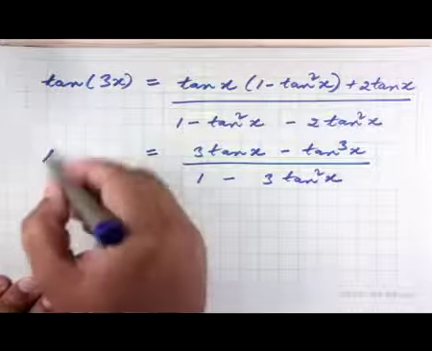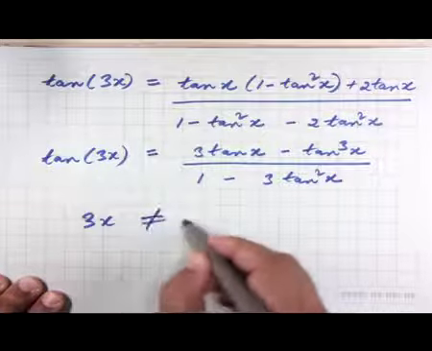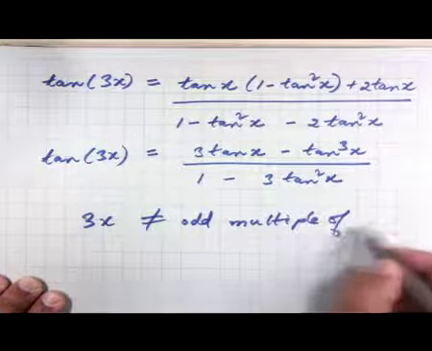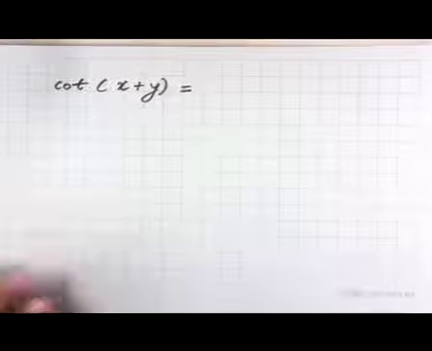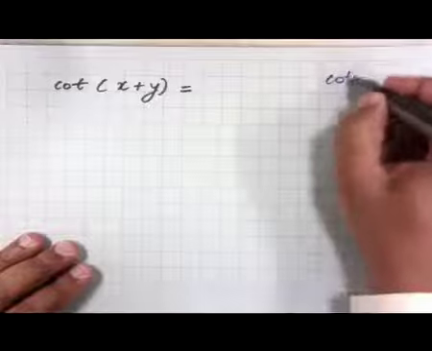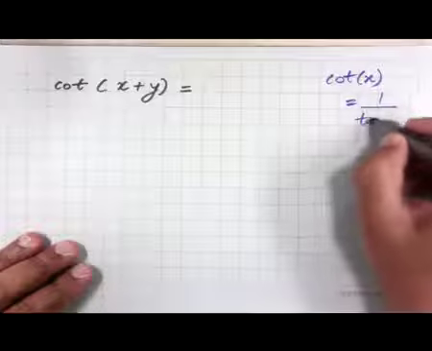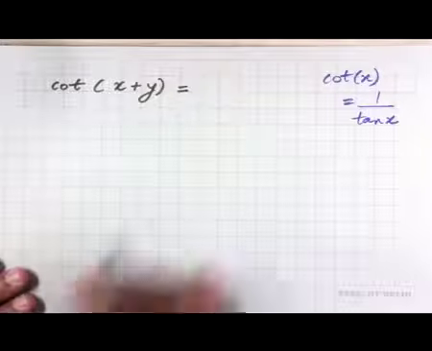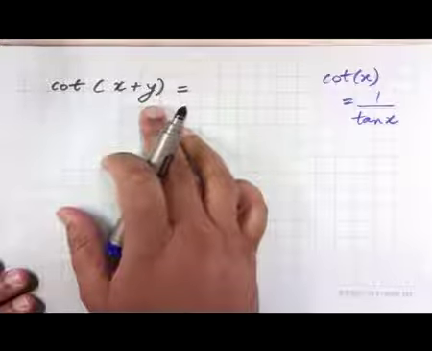Again this is well defined only when 3x is not an odd multiple of pi over 2. We had introduced the cotangent function cot x, and we had defined that cot x to be equal to 1 upon tan x. So, in this slide we will be trying to derive an expression of cot of x plus y in terms of cot x and cot y.